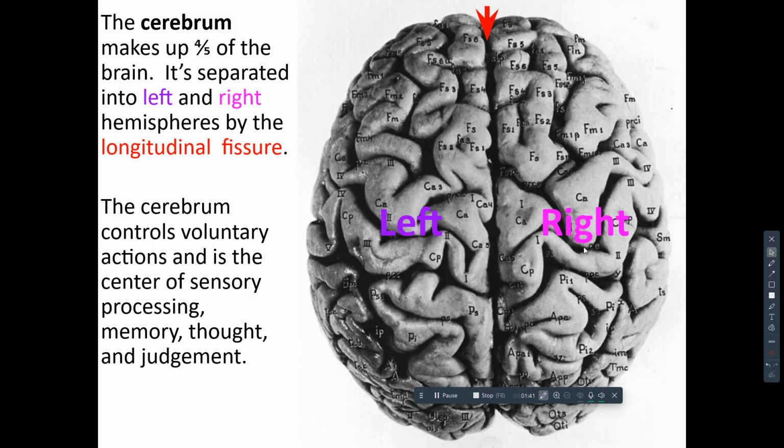Now, the cerebrum is the biggest of those four parts. It makes up about 80% of your brain. And as we see here, it's nicely divided into a left and a right cerebral hemisphere. That division is marked by a deep furrow called the longitudinal fissure. Now, the cerebrum is where we control our voluntary movements. It's the center of our sensory processing, memory, thought, judgment, and a whole lot more.